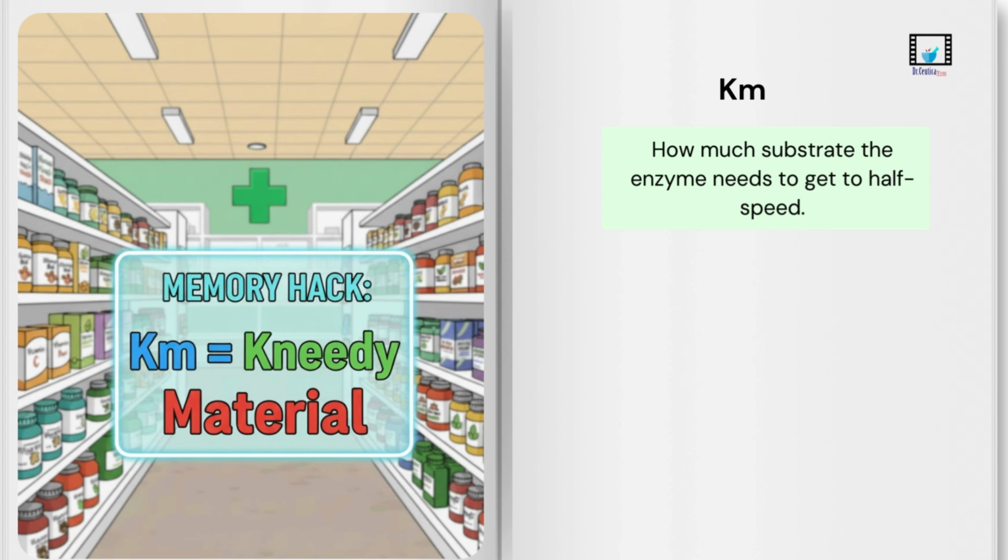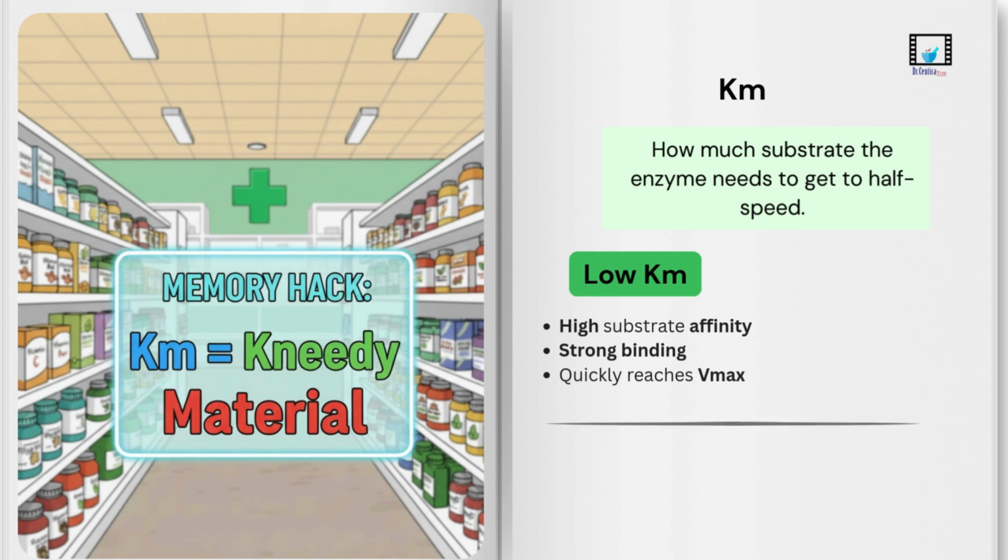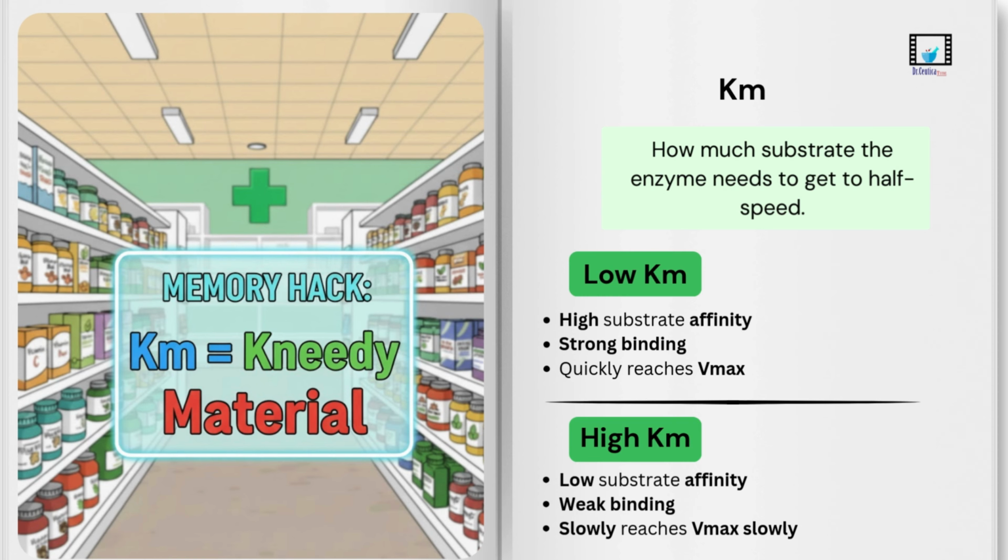Say this with me. Km is needy material, and it represents how much substrate the enzyme needs to reach half of its max speed. If it needs little, that is low Km, which is also an indicator of strong binding. And if it needs a lot, that is high Km and reflects weak binding. Done. You just mastered Km.